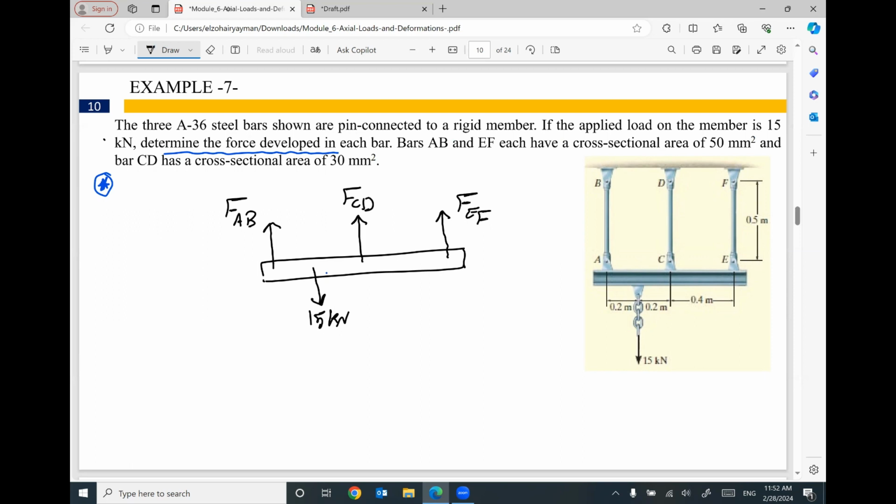That makes sense? Okay, so if you apply summation F of x, I don't care about summation of x because we don't have any forces in x direction. Summation F of y equals 0, I can say FAB plus FCD plus FEF equal 15.